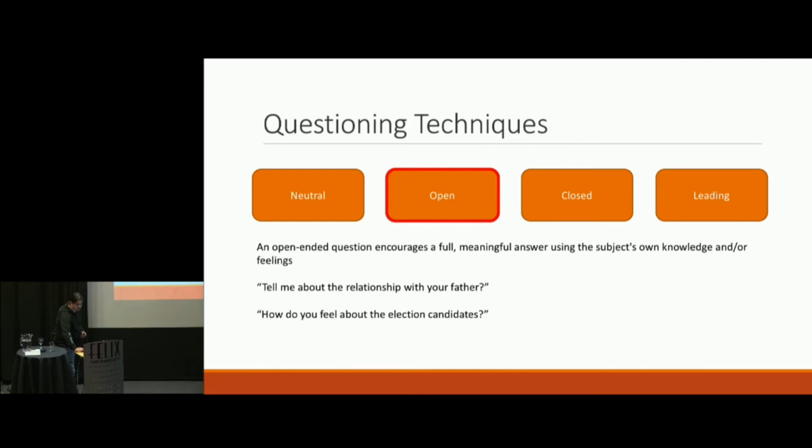An open-ended question encourages a full, meaningful answer using the subject's own knowledge and feelings. So an example here is, tell me about the relationship with your father. Or how do you feel about the election candidates? Again, they're still very open questions. There's lots of scope for people to give you long, rambling answers.